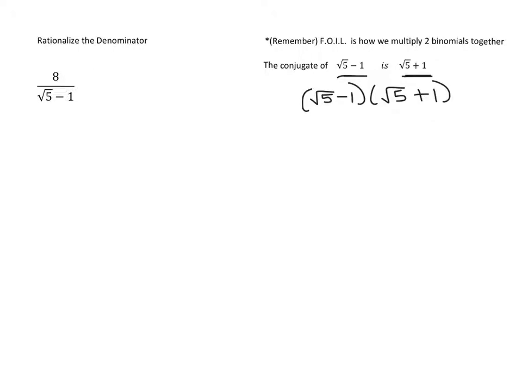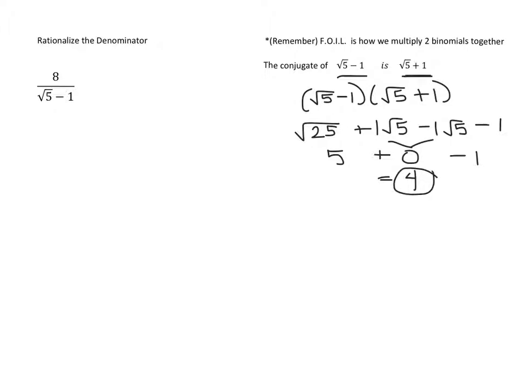Remember, first you multiply the first two terms. You get the square root of 5 times the square root of 5, which is the square root of 25. The outer two terms is 1 times the square root of 5. The inner two terms is negative 1 times the square root of 5. And the two last is negative 1 times 1. This simplifies to 5. These give you 0 minus 1. So when we multiply the two together, we get the number 4.